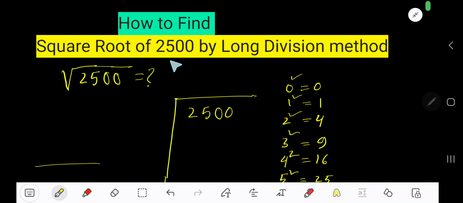How to find the square root of 2500 by the long division method? First, make pairs from right-hand side to left-hand side. This is your first pair, this is your second pair. Consider this second pair.